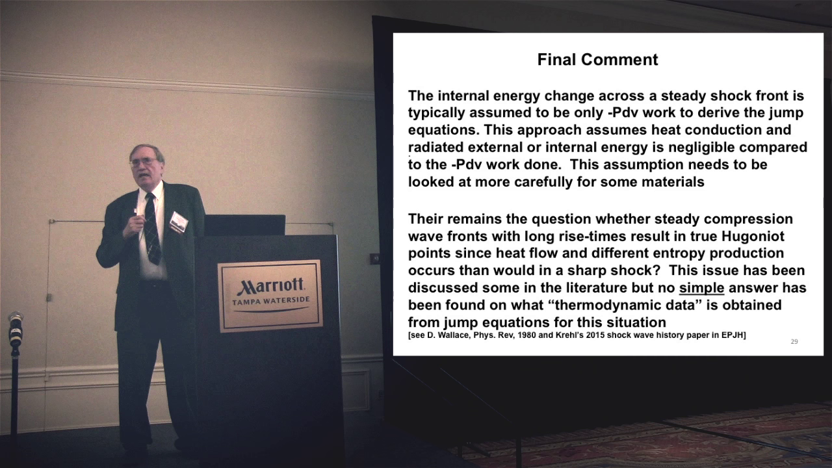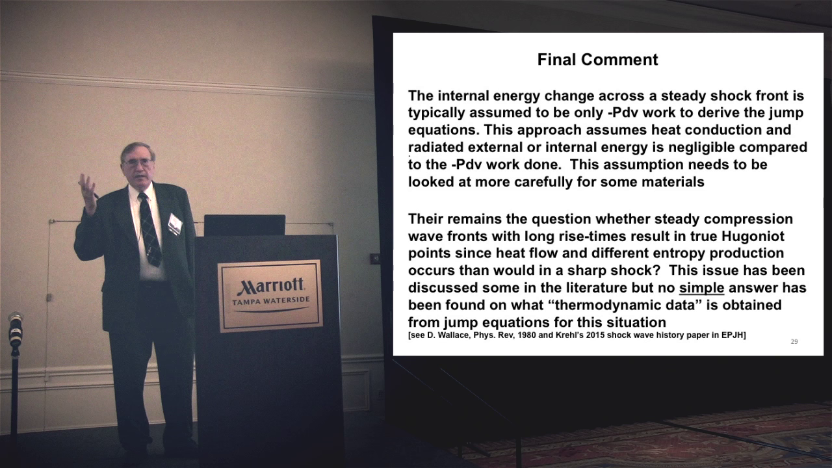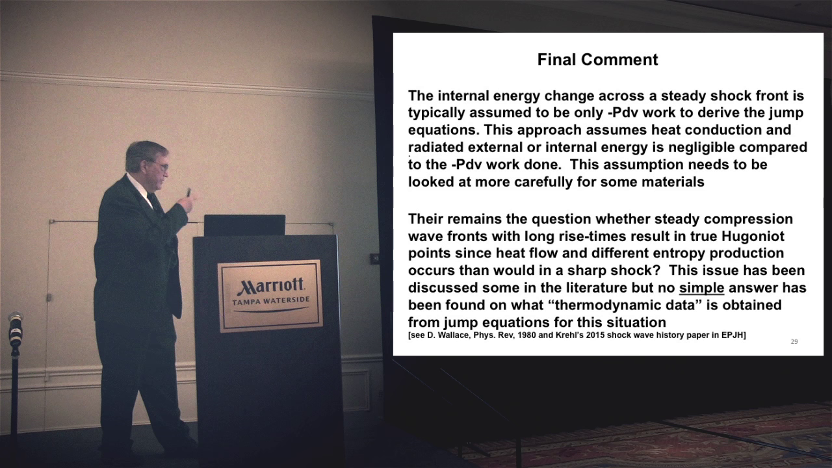Are you sure that heat conduction isn't occurring in that front? Because the jump relations assume that it's not. Now, that doesn't mean your equations, the first two equations, are wrong. It just means that you're not getting a Hugoniot point. You're getting an adiabat. Or you might be getting an adiabat. This is where Dwayne Wallace published some papers, and I have references on that at the bottom here. And Creel's paper also brings up that same point.